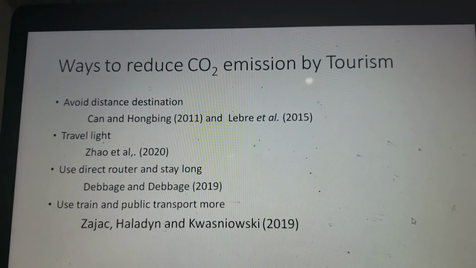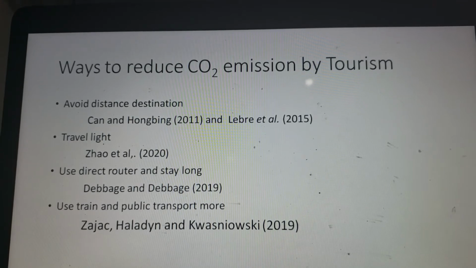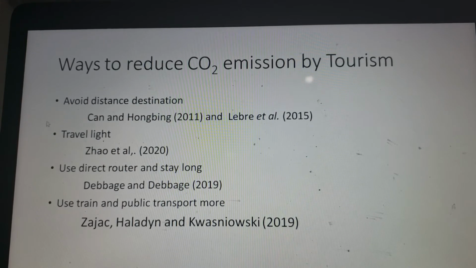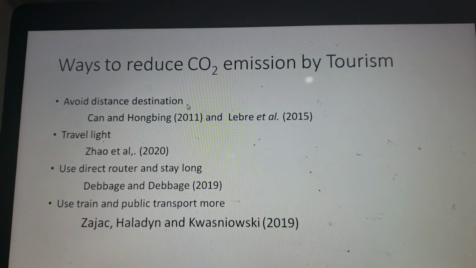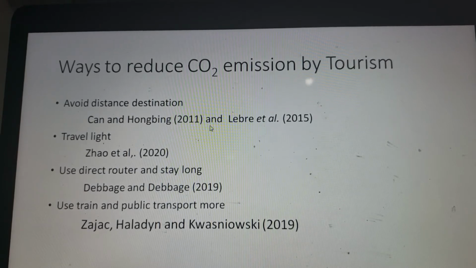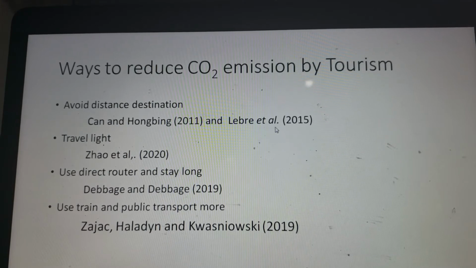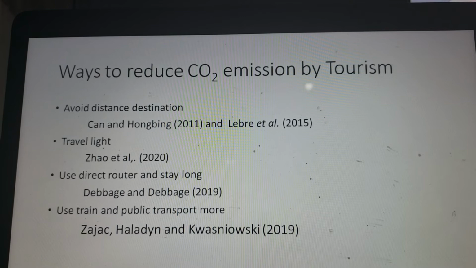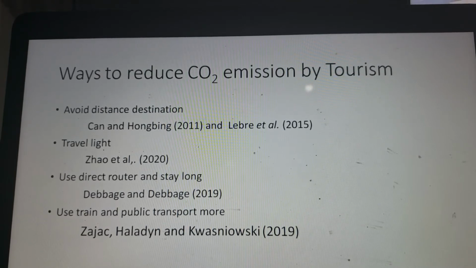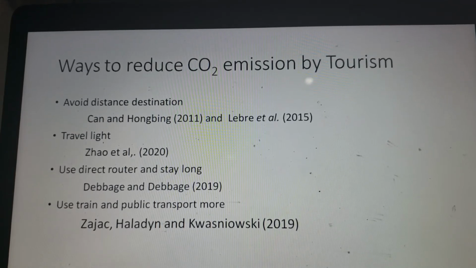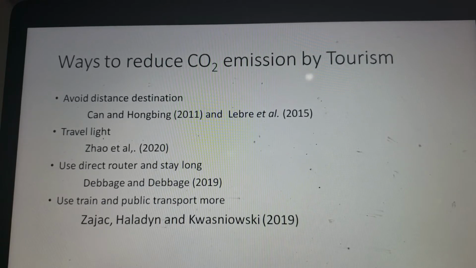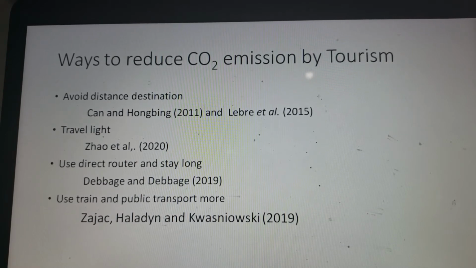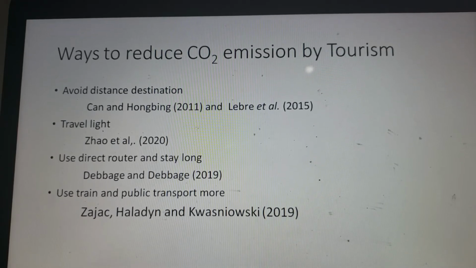However, how are we going to decrease and reduce this number of carbon dioxide emissions? Firstly, I will look at avoid destination. Ken and Hong Bing 2011, as well as Lepra et al. 2015, state tourism can have a higher value of travel but with low carbon emission. For example, if I want to go for a holiday to Australia, to reduce carbon emission, I can do my holiday in Fiji, which is much closer, even though I have to spend more on an air ticket return from Fiji than a return ticket from Australia.